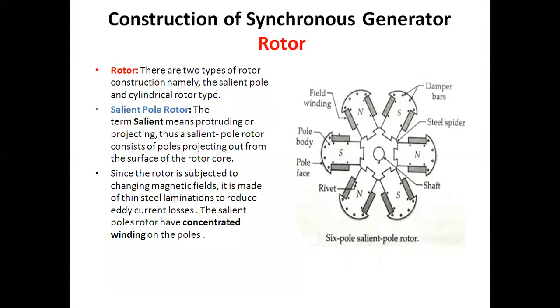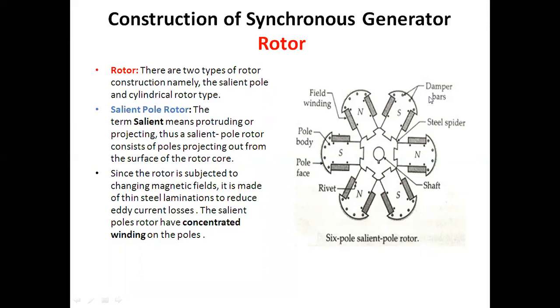So another part is called the rotating part, or the rotor. There are two types of rotor, depending on the construction, namely the salient pole and the cylindrical rotor type. So this is a 6-pole salient pole rotor.